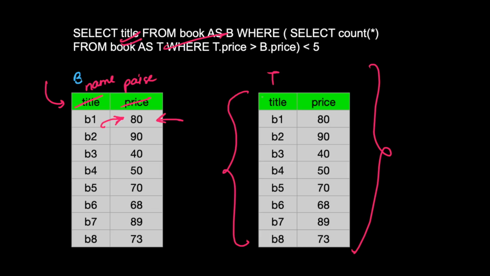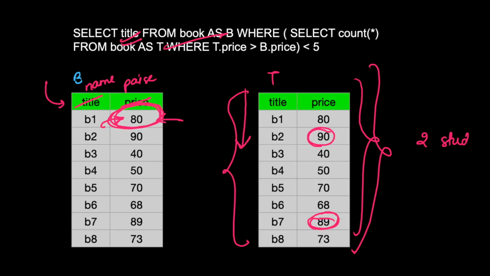We were simply calculating that the T of price is greater than B of price. So in this particular table, if I calculate how many students in your class have money greater than this 80 value, we count those students. So the students are 90, only 90, and then I think 89. So you have got two students in your class who have more money than you. They have money 90 and 89. The money that you have is 80. So how much is the count? 2 is the count.